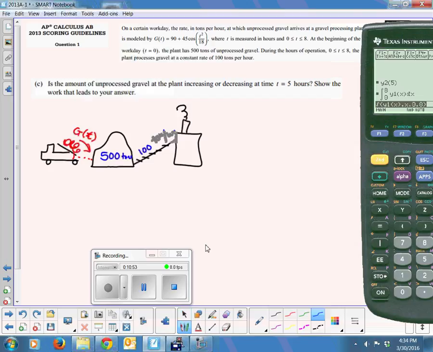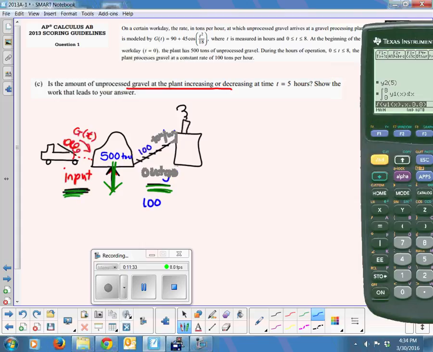All right, so it's asking, is the amount of unprocessed gravel increasing or decreasing at t equals 5? Well, we have outgo, and we have input. What they want to know is, is this stack getting higher or getting lower? If the stack is going higher, it's coming in faster than it's going out. And if the stack is decreasing, that would mean it's going out faster than it's coming in.